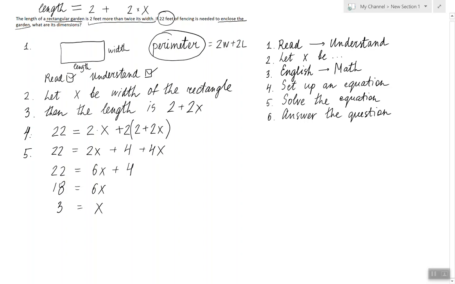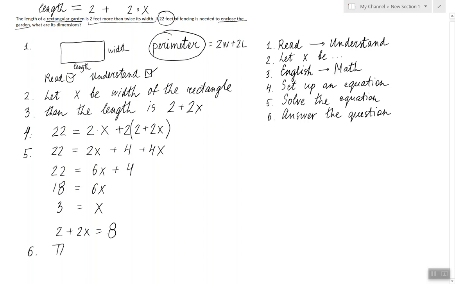So we solved the equation, but remember, we still have to answer the question. And the question is about the dimensions of the rectangle. Dimensions consist of a pair of numbers, one for length and one for width. So remember that you don't answer the question by solving the equation. You still have to go that extra step and put all the numbers together in one complete sentence. So we have to find the length next. So if x is 3, 2 plus 2x is 8. And now we are ready to answer the question.